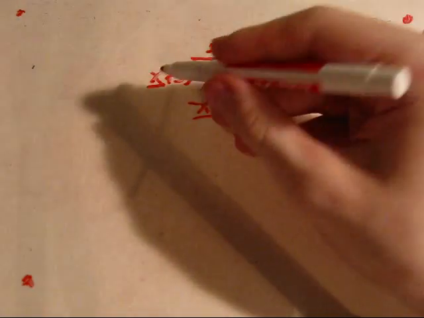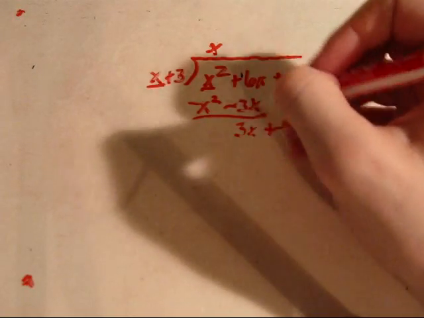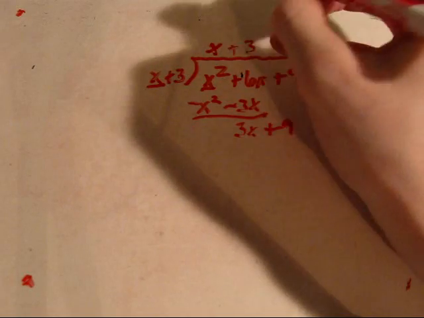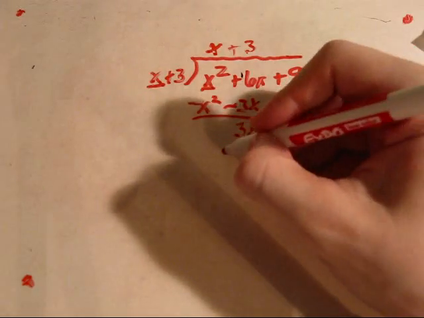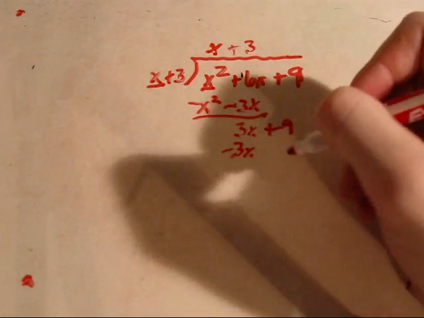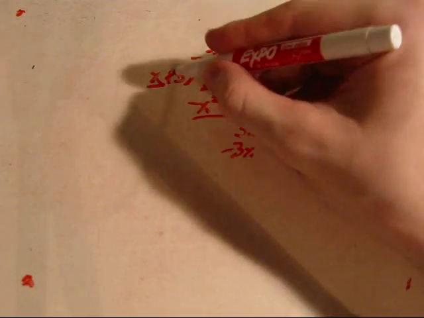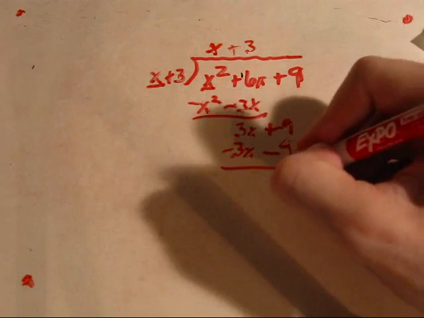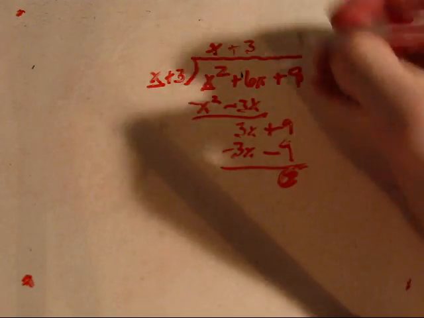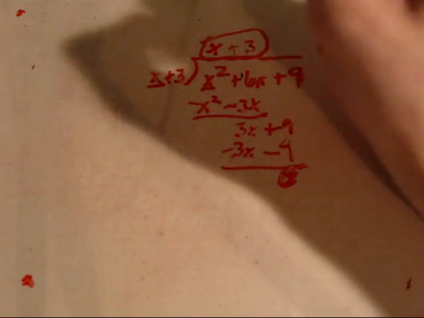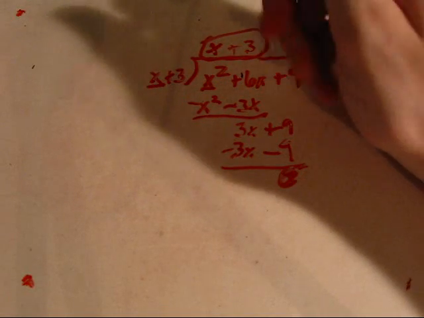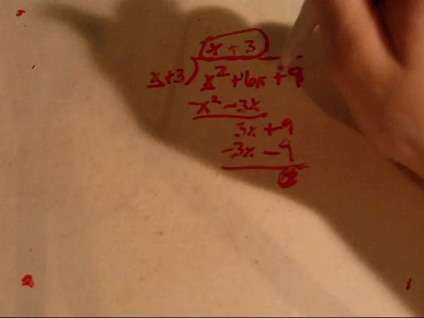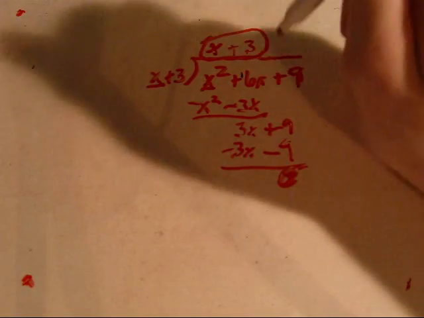Now, how many times can this x go into this x? 3 times. Positive 3 times. 3 times x, so negative 3x now. And 3 times 3, flip again. Now the remainder is 0, and your answer is x plus 3. x plus 3 goes into x squared plus 6x plus 9, x plus 3 times.